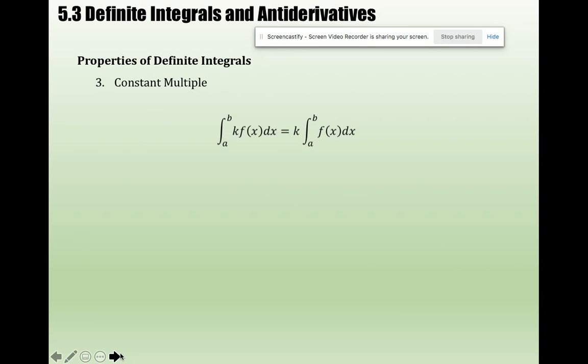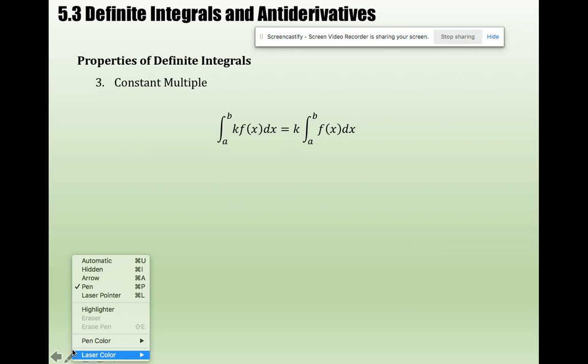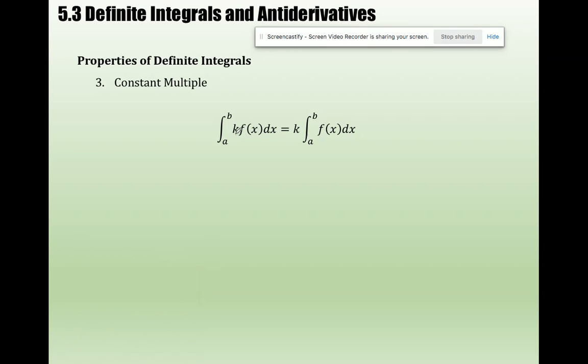Just like derivatives, there's the constant multiple rule. So if you want to integrate a constant, K is a number. Think of it as the dilation factor, right? The multiplier in front of a function, like 3x squared. 3 is the constant. You can integrate with that constant inside, or you can osmosis it outside the integral, right? Do you see where the constant ended up?